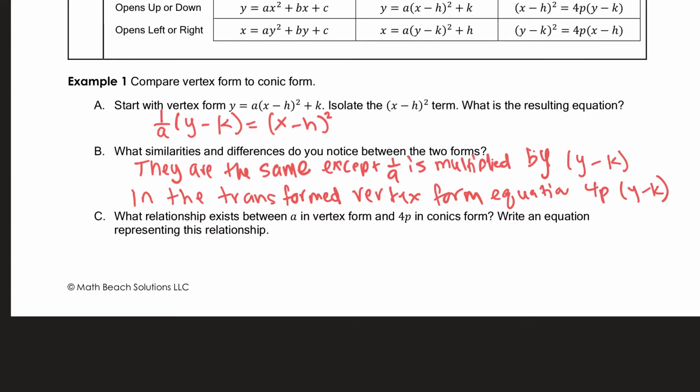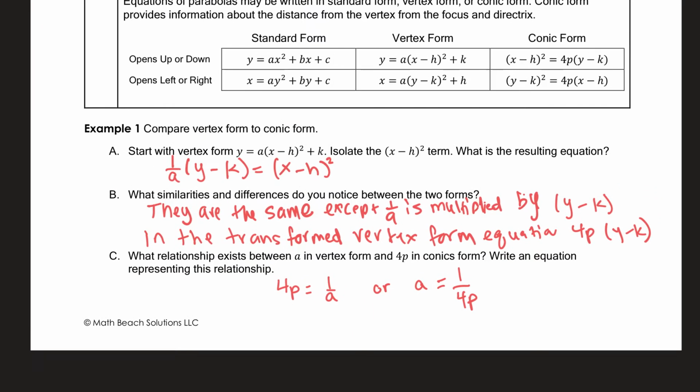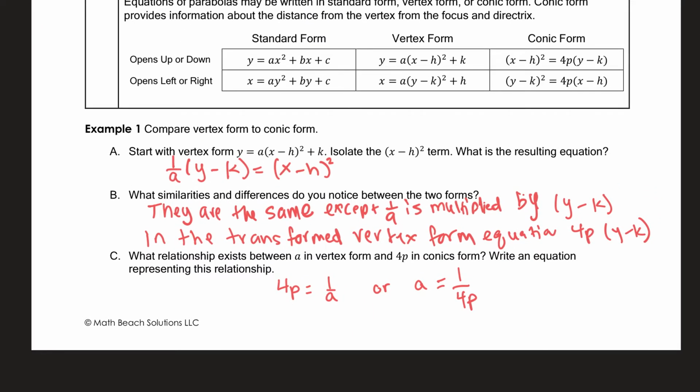The last question, C, what is the relationship between a in vertex form and 4p in the conic form? Well, we can say that 4p is equal to 1 over a, or we can say a is equal to 1 over 4p. This may be a little bit hard to understand, and I just want you to review it. We're going to be going to the second page in our notes, and I'm going to be giving you some examples. So remember that we have standard form, vertex form, and conic form. So we're going to be working with conic form.